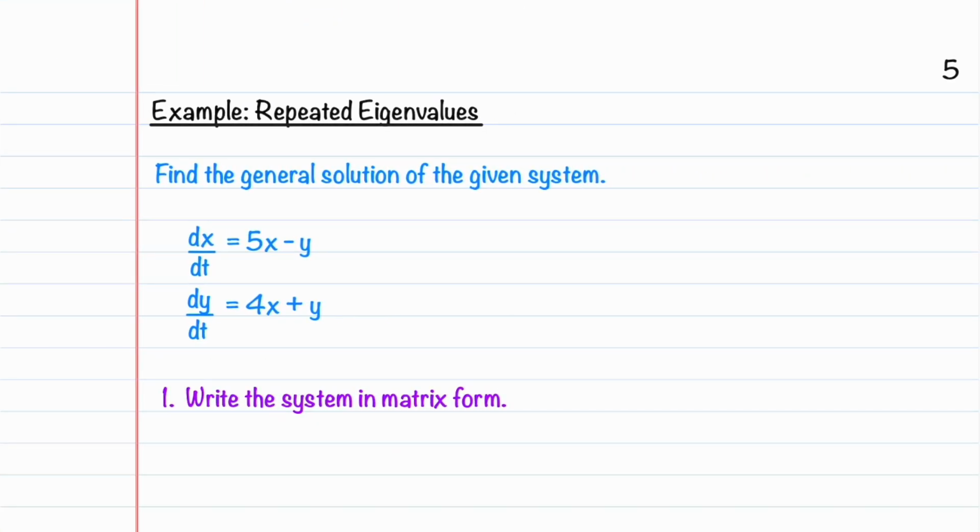We're going to now walk through an example where we're going to solve a system of first-order linear differential equations for the case where we have repeated eigenvalues. We're going to find the general solution to the system of equations dx/dt is equal to 5x minus y, and dy/dt is equal to 4x plus y.